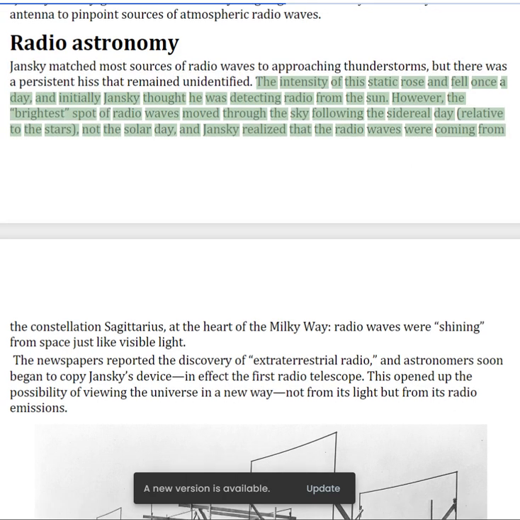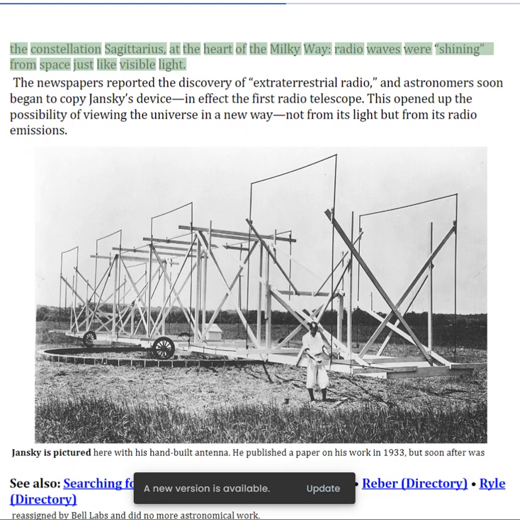The intensity of this static rose and fell once a day, and initially Jansky thought he was detecting radio from the Sun. However, the brightest spot of radio waves moved through the sky following the sidereal day, not the solar day, and Jansky realized that the radio waves were coming from the constellation Sagittarius.